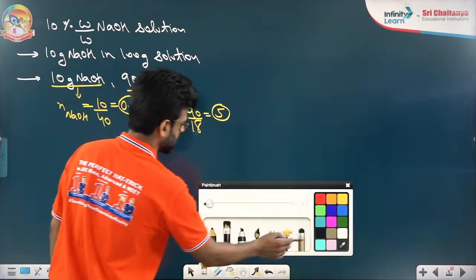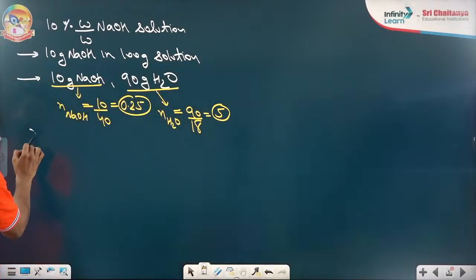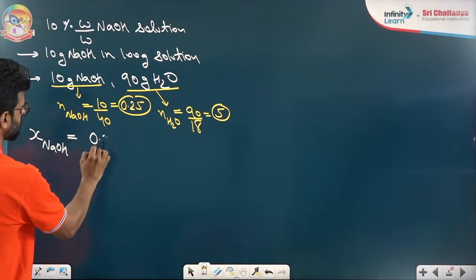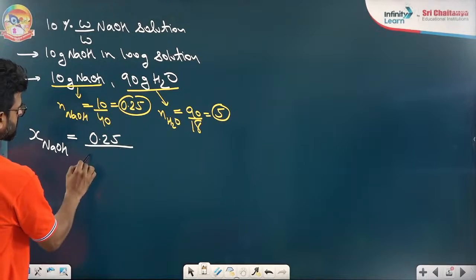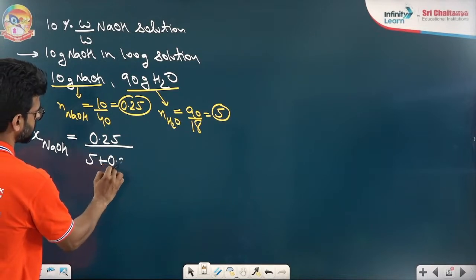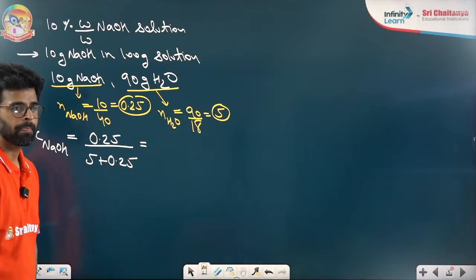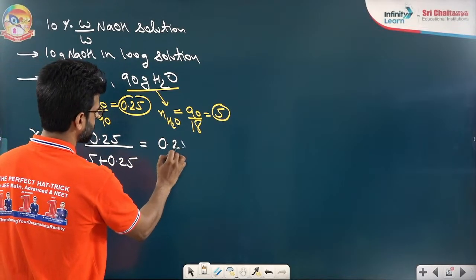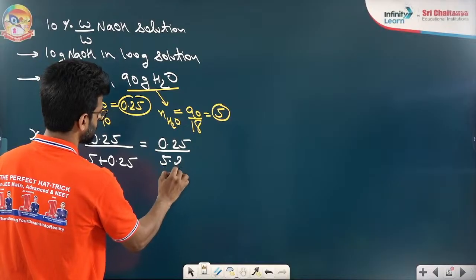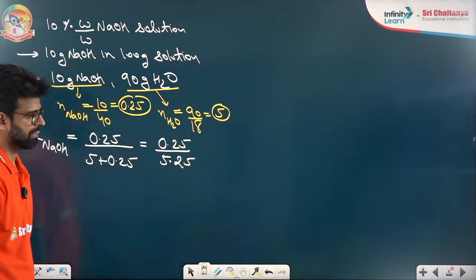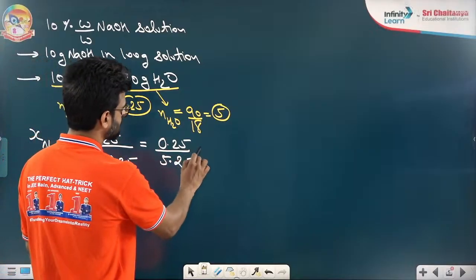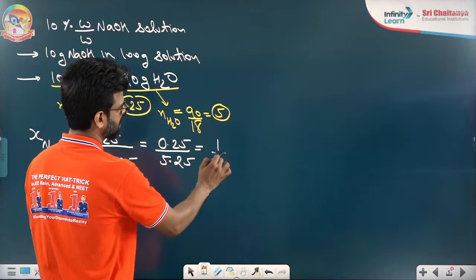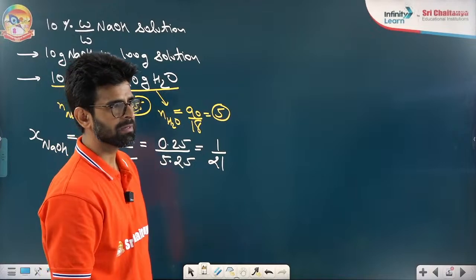Okay. So fine. The next thing, I want to find the mole fraction of NaOH. So very easy. Moles of NaOH, that is 0.25, divided by total moles, 5 plus 0.25. Clear? So what is coming, 0.25 divided by what? 5.25. If you solve this, what is coming? I think it's coming 1 by 21.